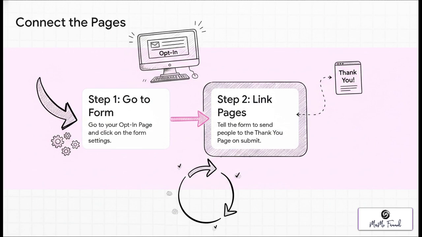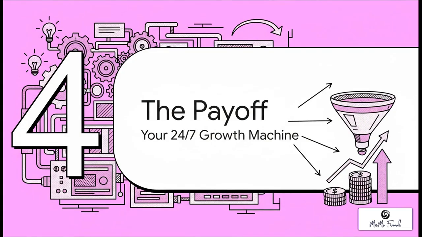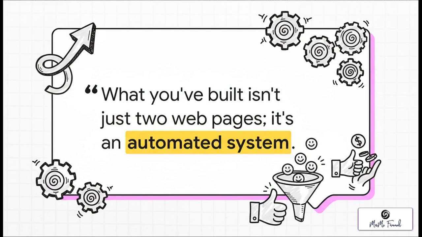It's really that easy. So, let's talk about the payoff here, because what you just did is so much bigger than just making a couple of web pages. You've actually built an asset. You've built a growth machine that's going to work for you. I really want this to sink in for a second. What you've made isn't static. It's a living, breathing, automated system. It's designed to start conversations and deliver value for you without you having to be there at all.